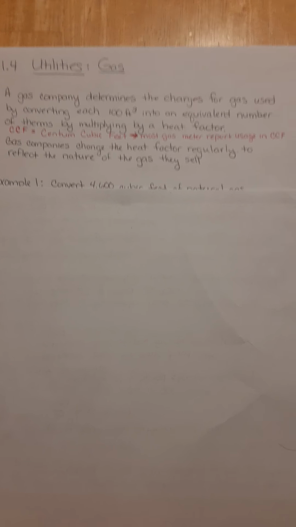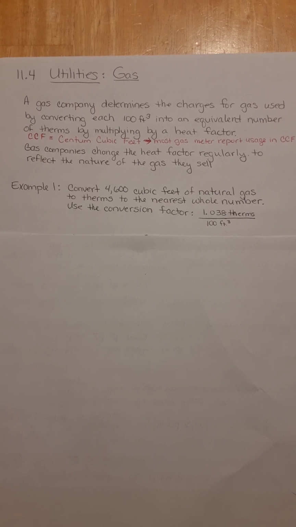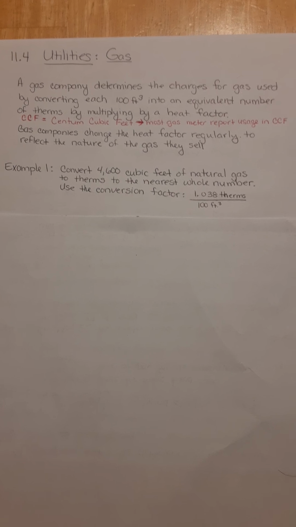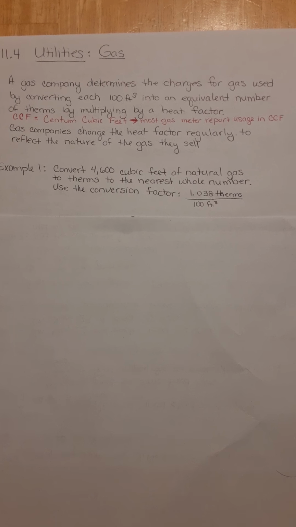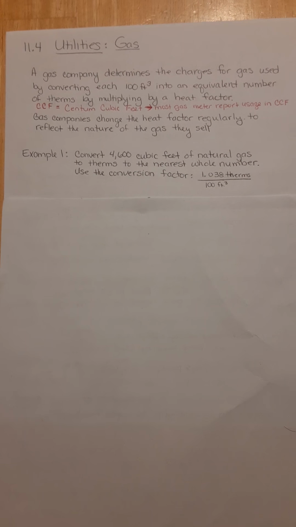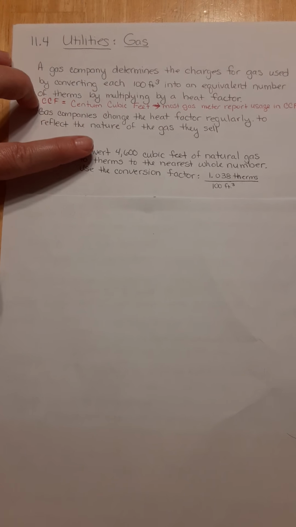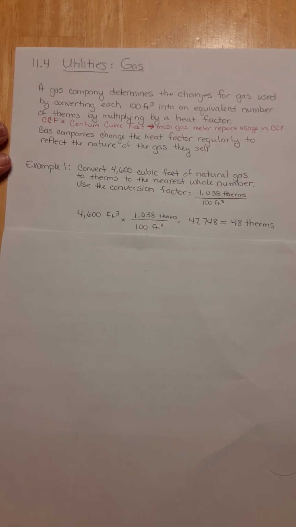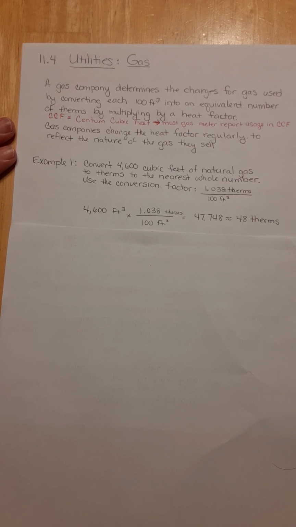So let's look at example 1 here. Example 1 in our book says convert 4,600 cubic feet of natural gas to therms to the nearest whole number. And we're supposed to use this conversion factor that they give us of 1.038 therms for every 100 feet cubed. So where do I even begin with this? Well, the first thing is we have to do some converting. We need to take this 4,600 cubic feet and break it down into, remember, CCFs. We're looking for centum cubic feet, basically.